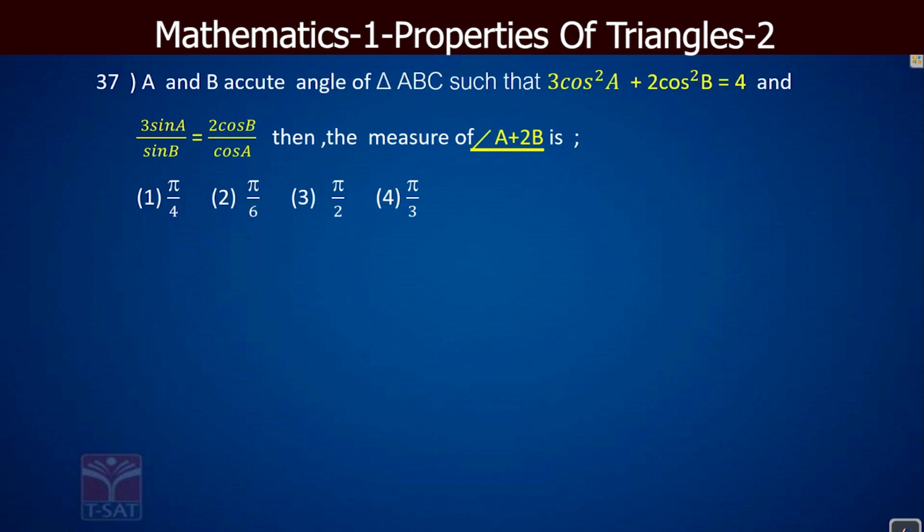37. A and B are acute angles of triangle ABC such that 3 cos square A plus 2 cos square B is equal to 4, and 3 sin A by sin B is equal to 2 cos B by cos A.